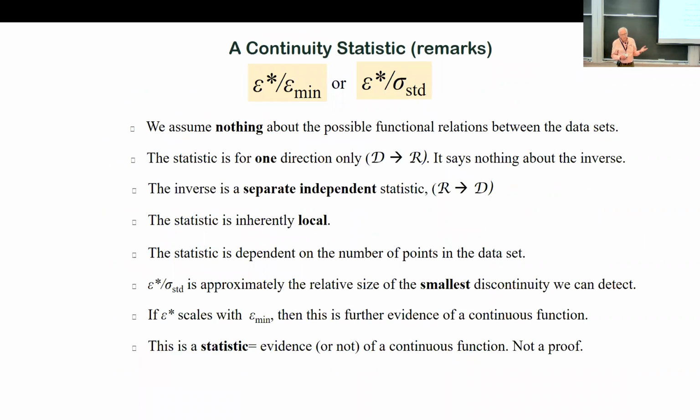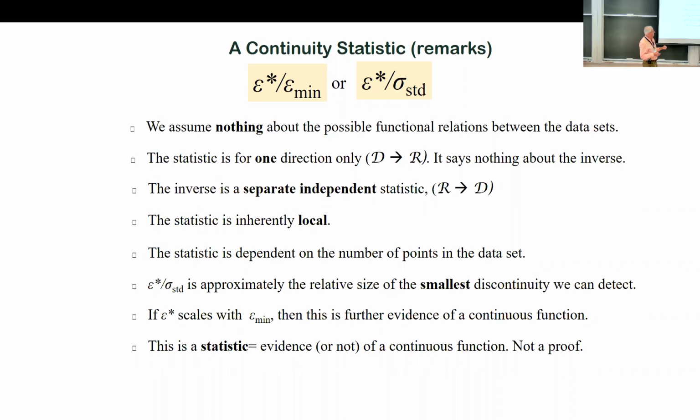I think this is a good way to have a statistic, but I know people don't think of continuity as a statistic. But it assumes nothing about the functionality. I'm not assuming it's a linear fit or polynomial fit or Fourier transform. It doesn't matter. We assume nothing about it. We're just looking to see if there's a function. It's for one direction only. If you want to look at the reservoir back to the drive system, then that's a different statistic. They're independent. It could be non-invertible.